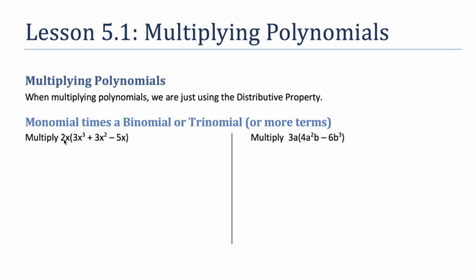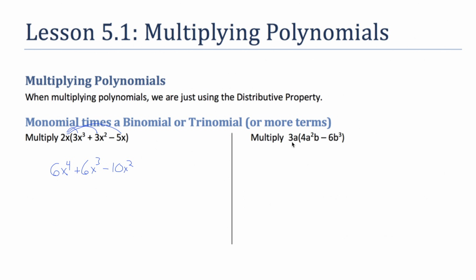So we take this 2x and it's multiplied by these things added together. This 2x is just going to be multiplied by each term, and be aware of your signs in between. So 2x times 3x cubed is 6x to the fourth. 2x times 3x squared is 6x cubed. And then this is one subtraction, so 2x times 5x is minus 10x squared.